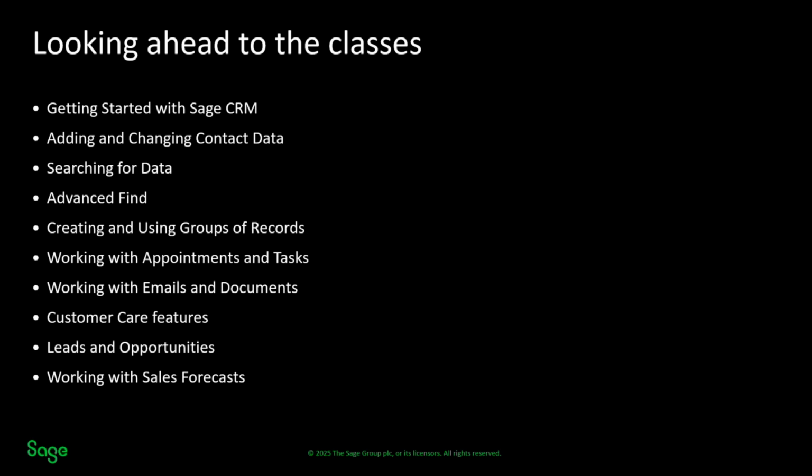We're building on everything that we've looked at so far. We've been looking at how data is entered into the system, how we can start to change that data, update it. We've been looking at searching for data as well in the previous lesson, and this lesson is looking at the idea of an advanced find.